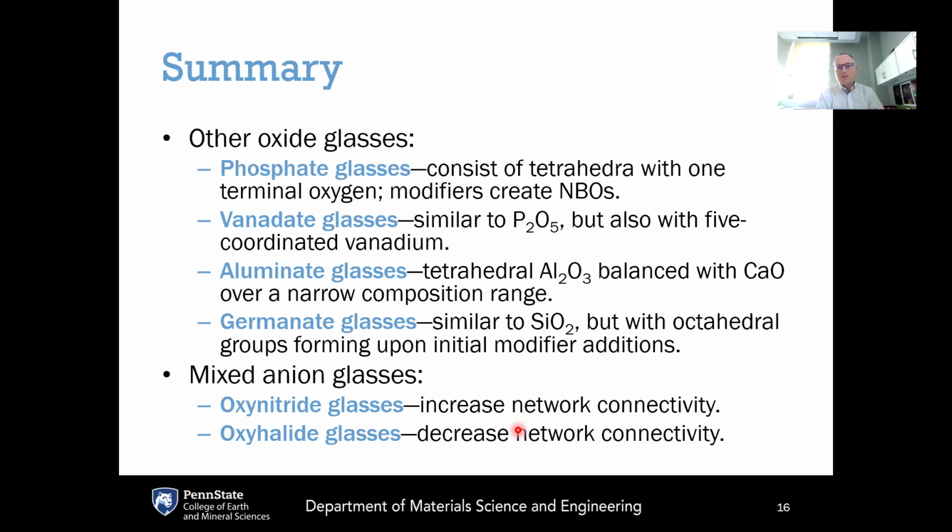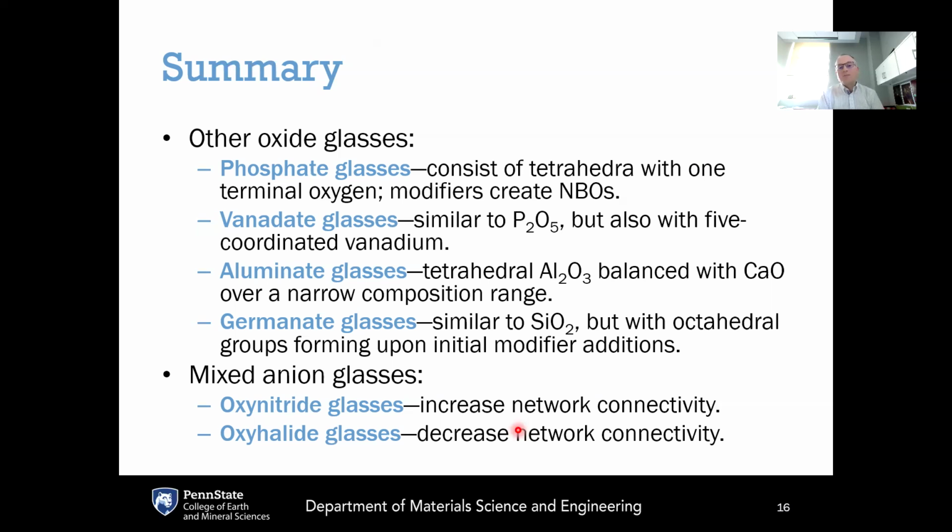So to summarize this lecture, we have covered 4 other types of oxide glasses: phosphate glasses, which consist of tetrahedra with 1 terminal oxygen and 3 bridging oxygens. When you add modifiers to phosphate glasses, that creates more non-bridging oxygens. Vanadate glasses start off with a structure that's very similar to phosphate glasses, but a certain fraction of them are also 5-fold coordinated vanadium. So there's a mixture of Q3 units and Q5 units in vanadate glasses, and then adding modifiers lowers the connectivity of the network by creating non-bridging oxygens.